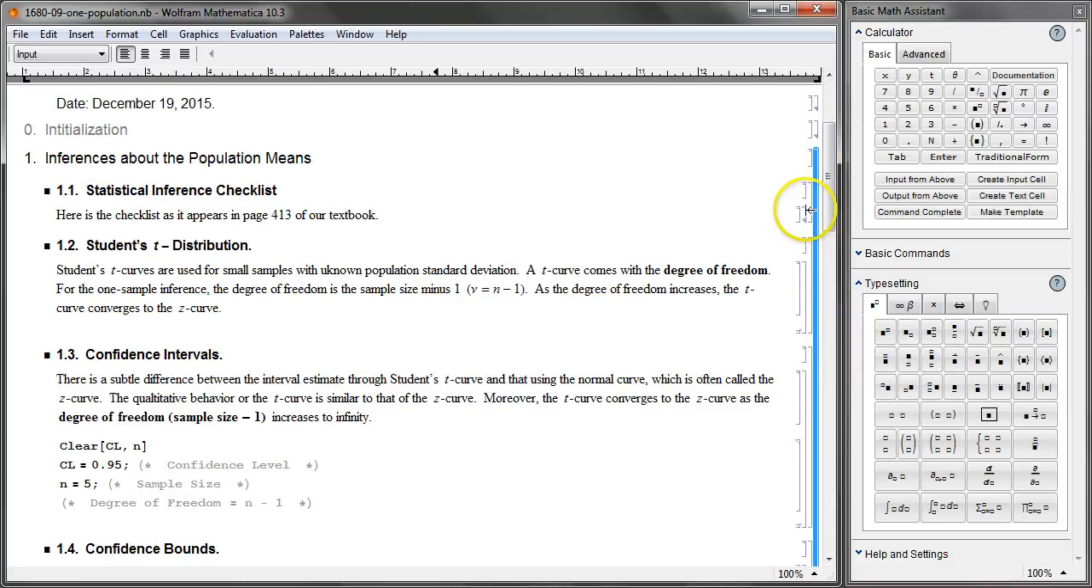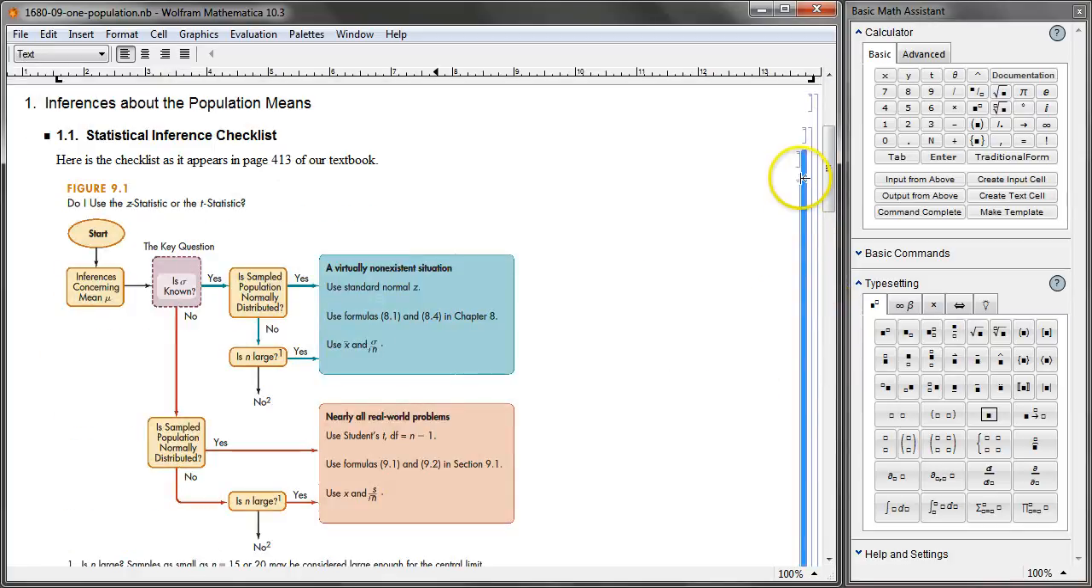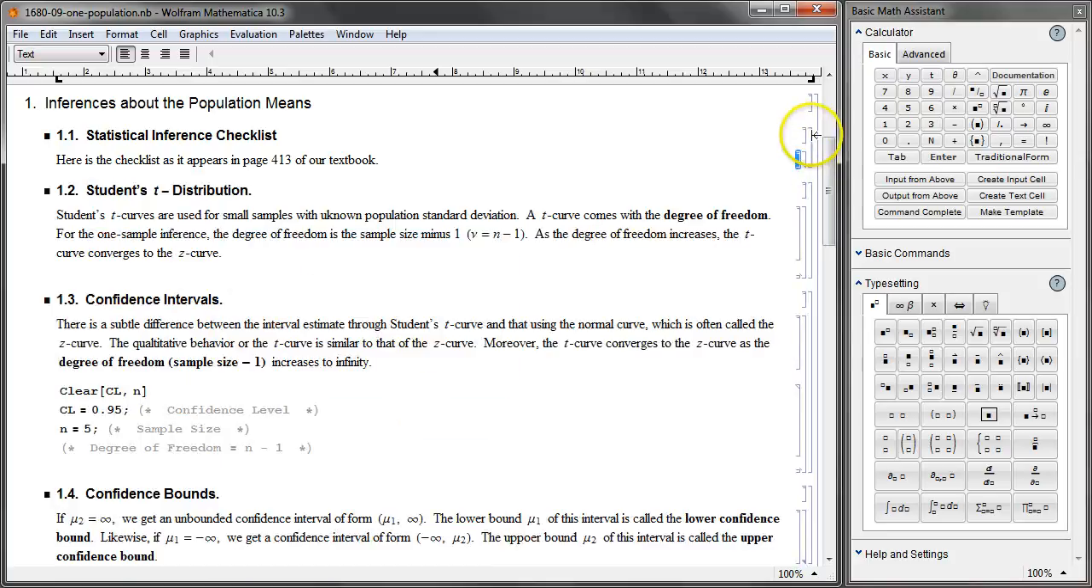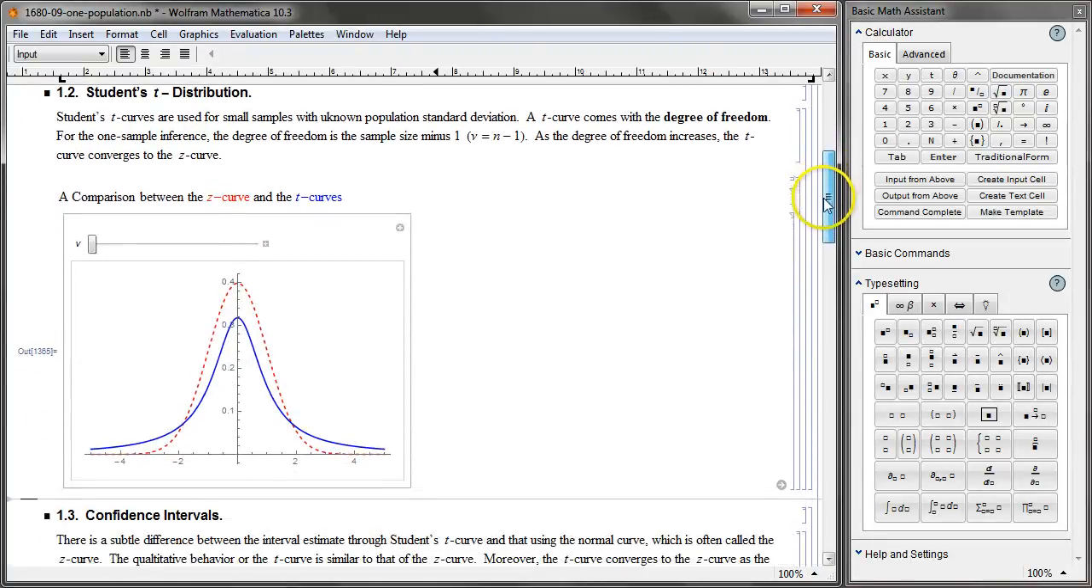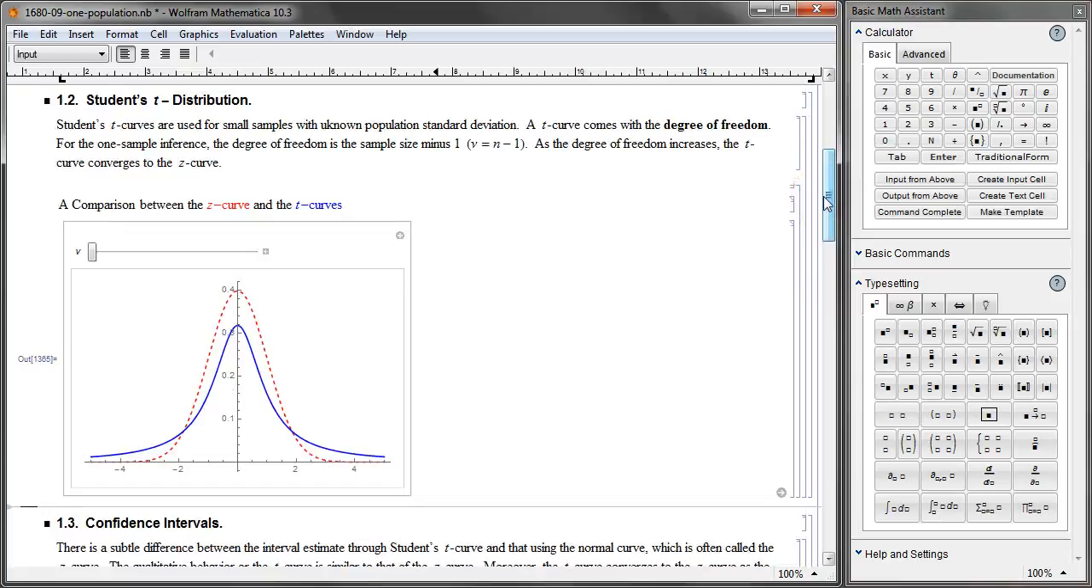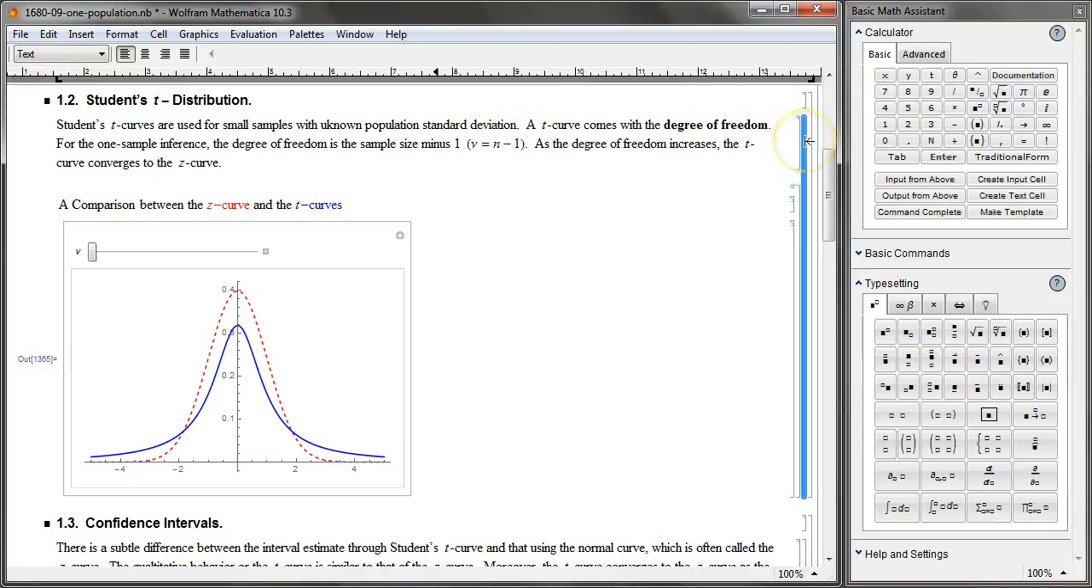In my notebook, by the way, this is the same checklist we just went through. And here is a comparison between the t-curve and the z-curve. The red is the z-curve, and the other is the t-curve. But t-curves come with something called the degree of freedom, which is n minus 1. Sample size minus 1. For example, if the sample size is 20, the degree of freedom is 19. If the sample size is 15, the degree of freedom is 15 minus 1, 14.